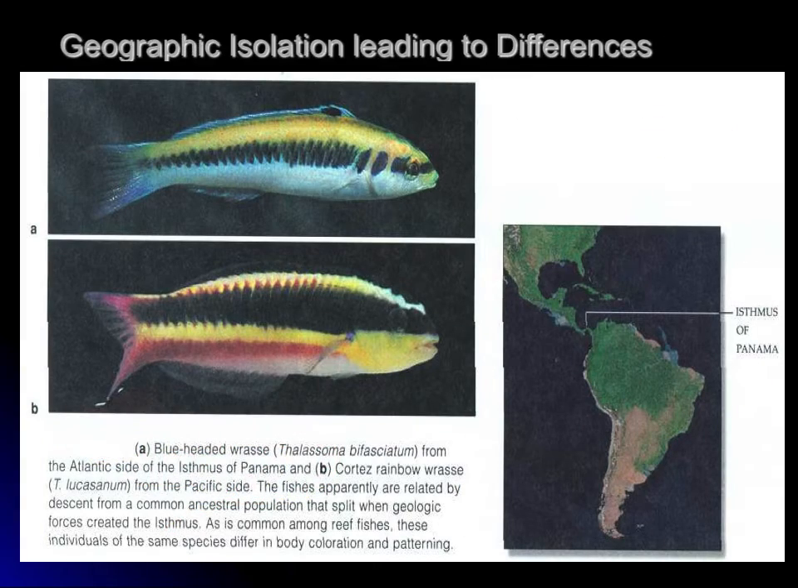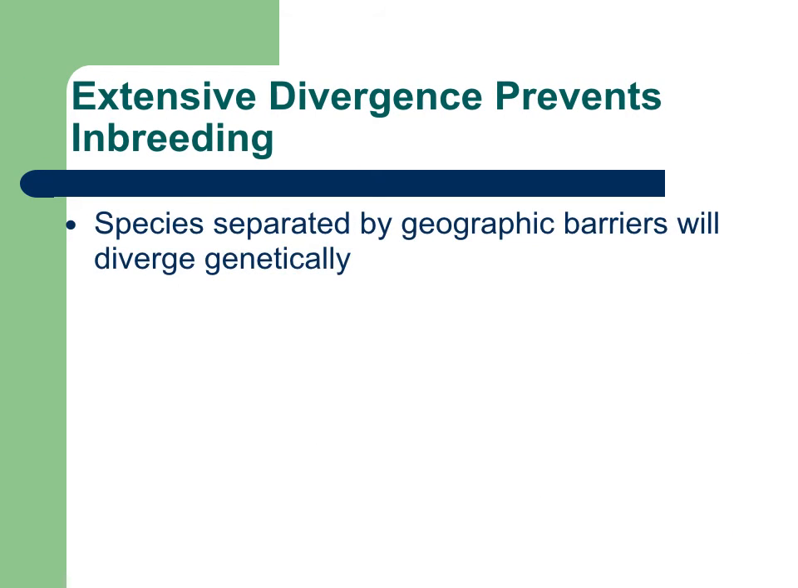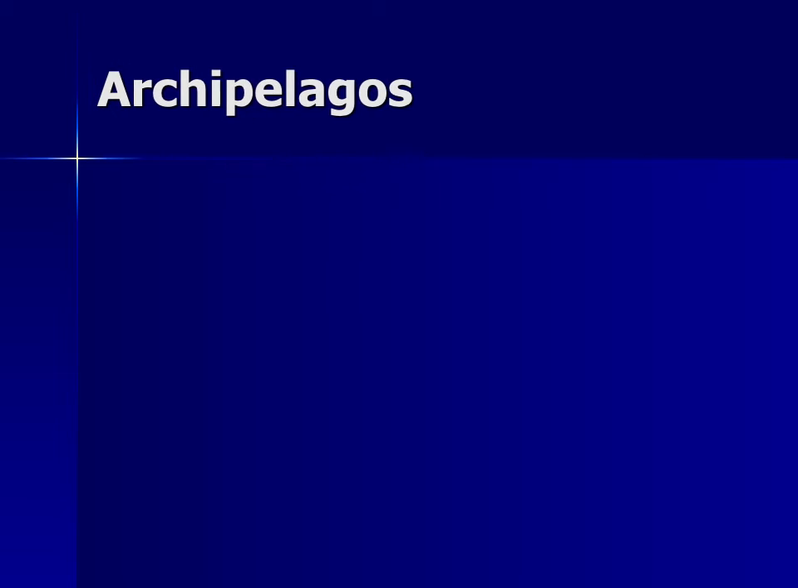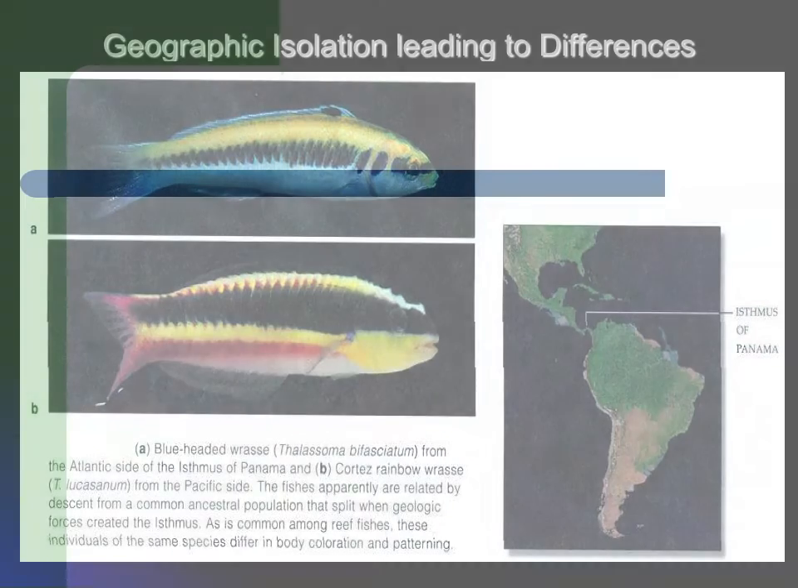Okay, so back to the fish, and now we're going to talk about how extensive divergence prevents inbreeding. Species separated by geographic barriers will diverge genetically. Obviously, we'll have different selection events working on those species. They're in separate areas, so they're going to diverge because of different selection on them. If divergence is great enough, it will prevent inbreeding. And even if the barrier disappears, they will be different species. So that is the test of sympatry.